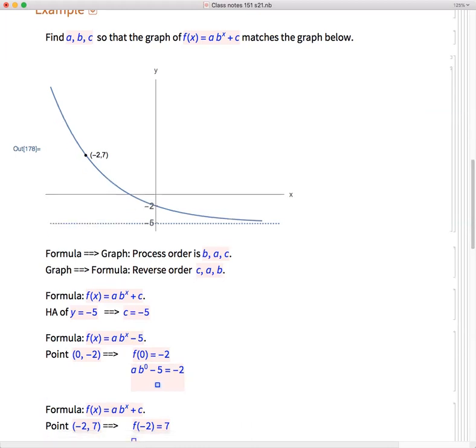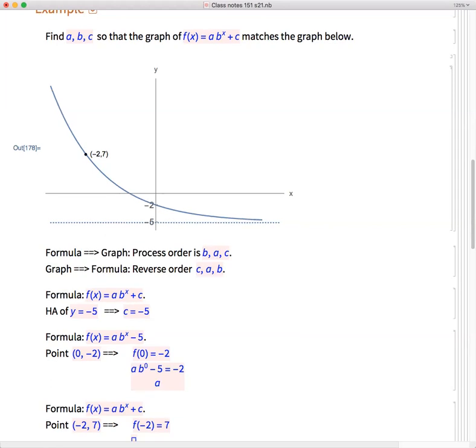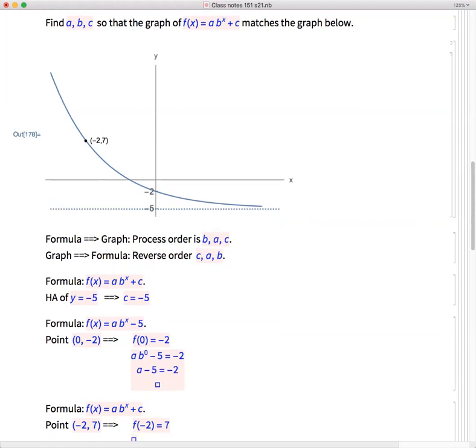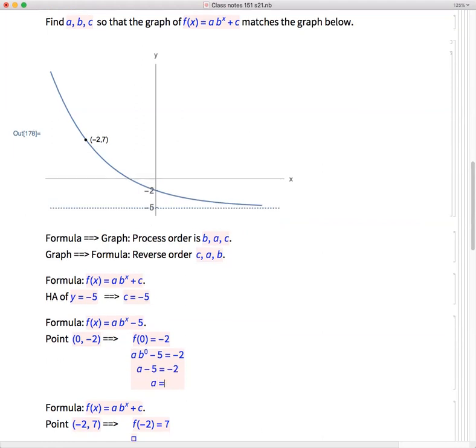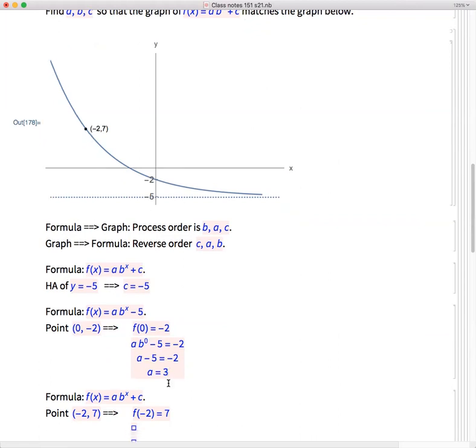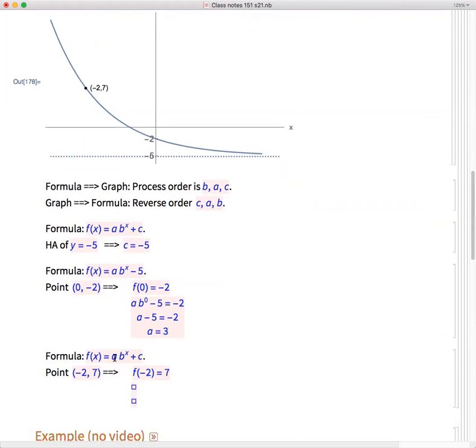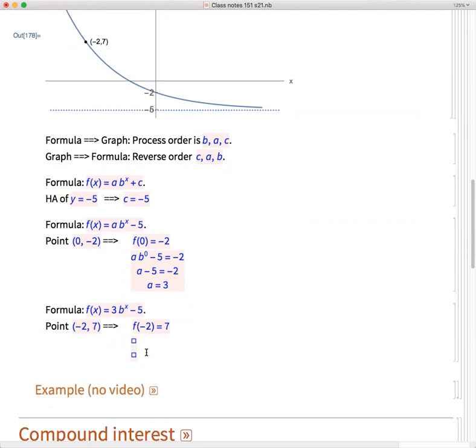Right? So it's nice that we have the x coordinate of 0 as one of our points, because b to the 0 is 1. So this equation is simplified. We wind up with only a in it. And now let's see, let's add 5 to both sides. And now we know that the a is 3. Okay, so we're on the home stretch here. We know that the a is 3, and we know that the c number was -5.